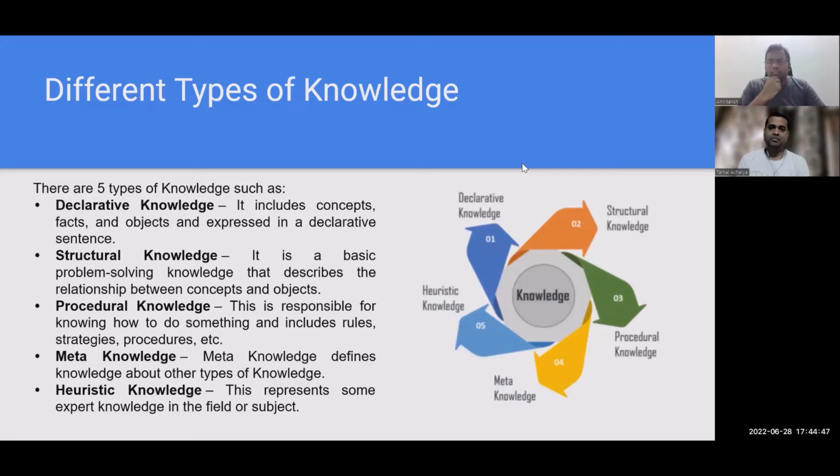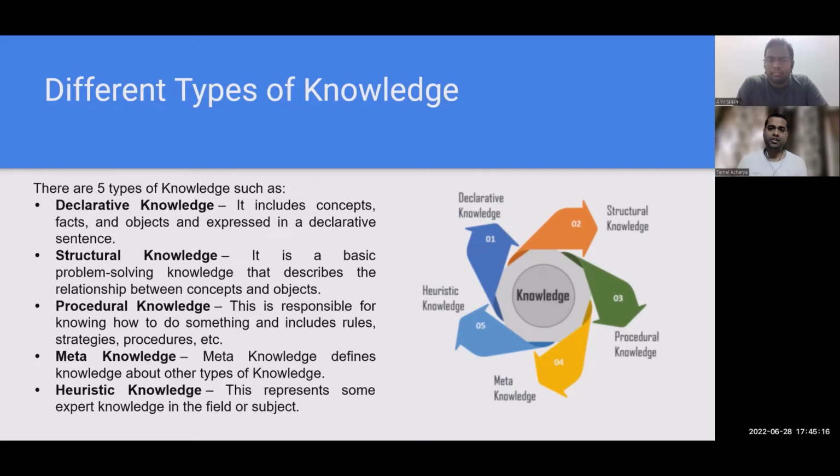Now, before knowing in depth about a knowledge-based agent, we should know what the different types of knowledge are. There are 5 different types of knowledge. First is declarative knowledge. It is all about concepts, facts, objects. Then you have structural knowledge. It's problem-solving knowledge that describes the relation between concepts and objects. So basically, structural knowledge is knowing how to connect the declarative knowledge.